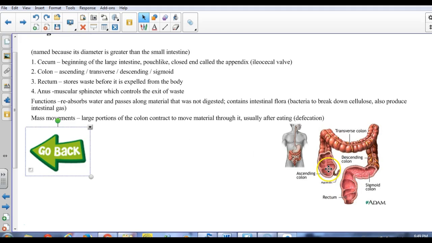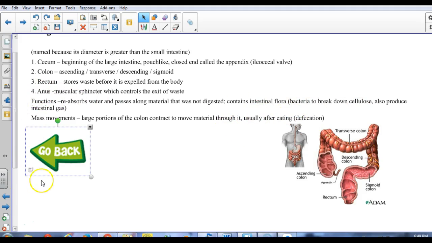In the large intestine, the main function, of course, is to produce vitamins. There's many bacteria that have a symbiotic relationship with us. They produce vitamins for us, vitamin B and K. And water absorption is another main purpose of the large intestine.